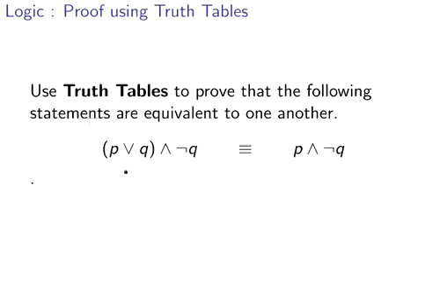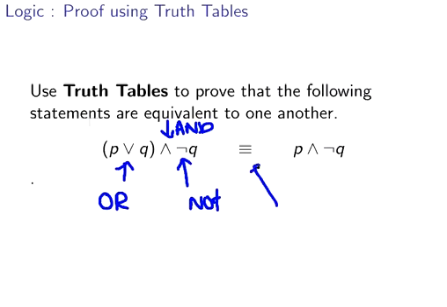So this means logical OR. This means logical AND. That there means logical NOT. This is also an operator to indicate equivalence. It's sort of like equals. And that is and not over there. So P or Q and not P is equivalent to P and not Q.